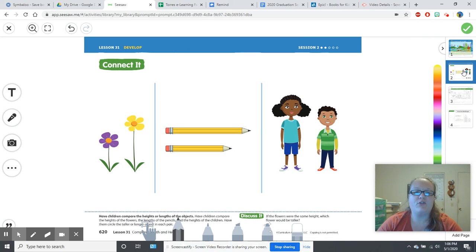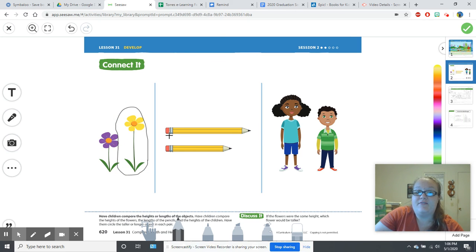On page 2, what we're going to do is compare the height or length of these 3 sets of objects. Today we're going to be looking for which ones are longer or taller. First, let's look at the purple and yellow flower. We're going to circle the one that is taller. So which one is taller? Excellent job. The yellow flower is taller, so you would circle that one.